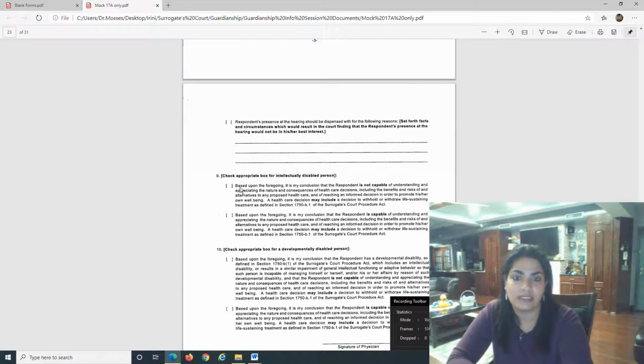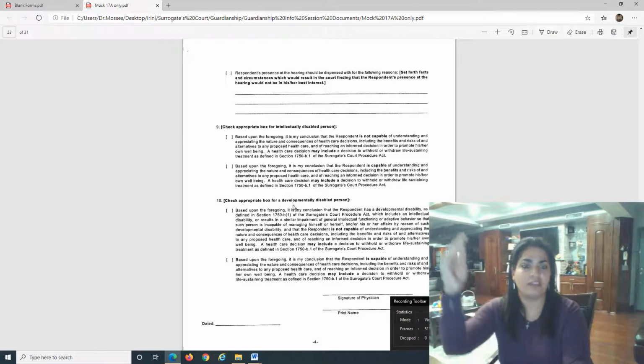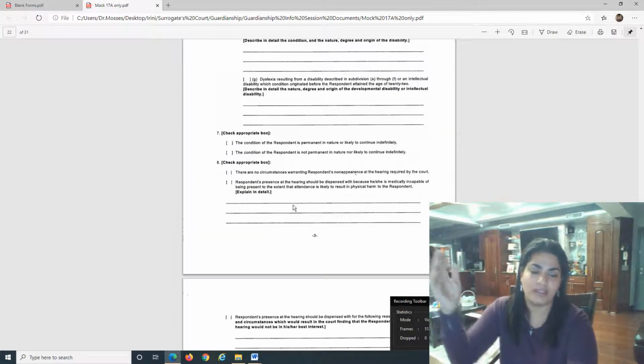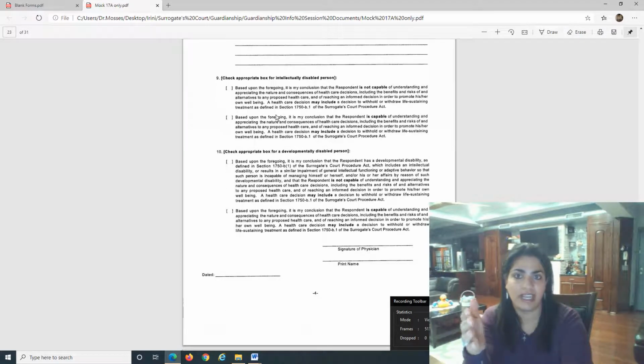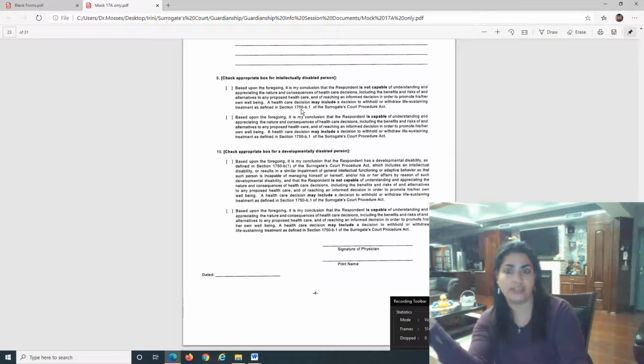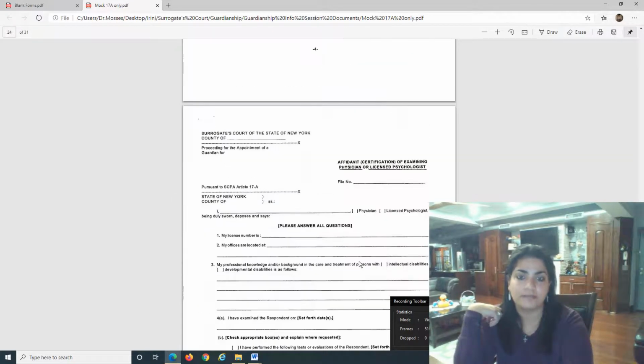Number 9, select. This only applies if it's an intellectually disabled person. This one is checked off if it's a developmentally disabled person. If in the forefront here, they're saying that there's only one, it's intellectual disability, then only the intellectual disability portion has to be filled out. If the physician is saying there's an intellectual disability and a developmental disability, then it has to mirror that. That also has to be filled in, both of them. Signature of the physician, because it's an MD, we do not need a notary, signature is enough.